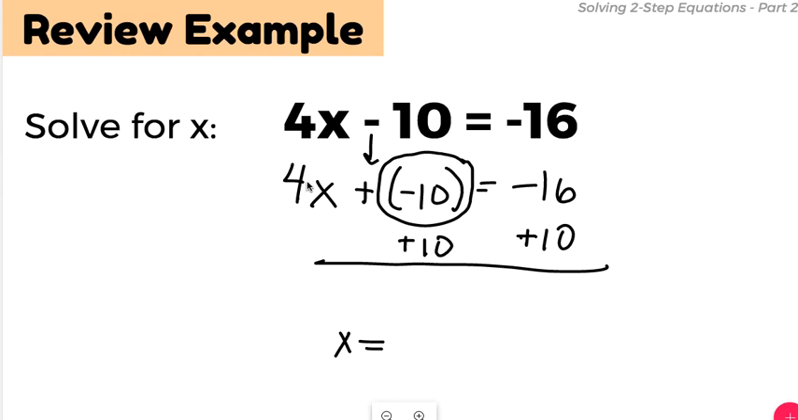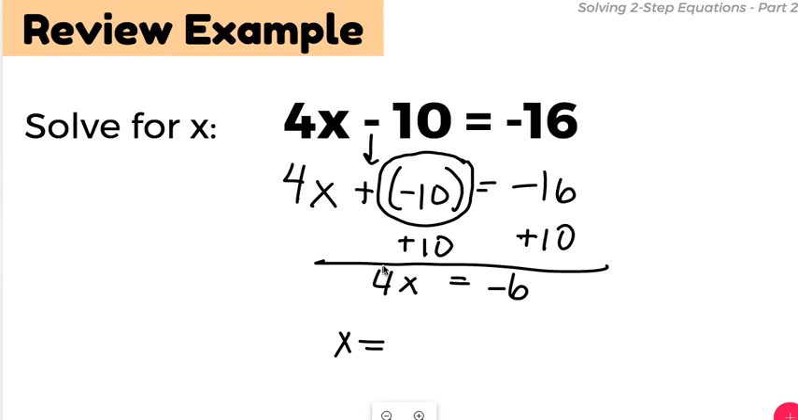On the left-hand side, I have my 4x that nothing happened to. Negative 10 plus 10 is 0. Negative 16 plus 10 is negative 6. Remember, different signs, find the difference. The difference between 16 and 10 is 6. I have more negatives, so it's negative 6.